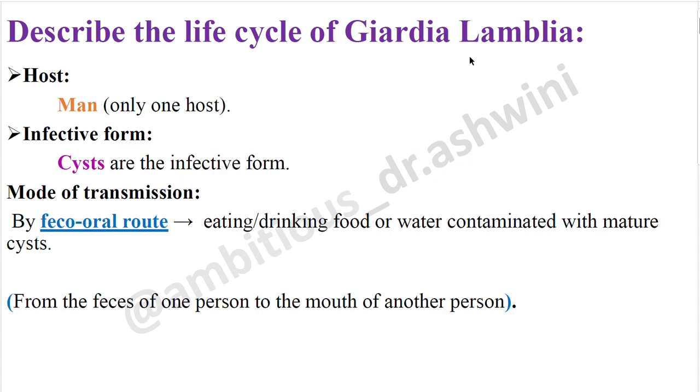Now we will see the life cycle of Giardia lamblia. So the host here is man, only one host. The infective form is cyst. So cysts are the infective form. Mode of transmission is by fecal-oral route. It means by eating or drinking food or water contaminated with mature cysts. So fecal-oral route means from the feces of one person to the mouth of another person.